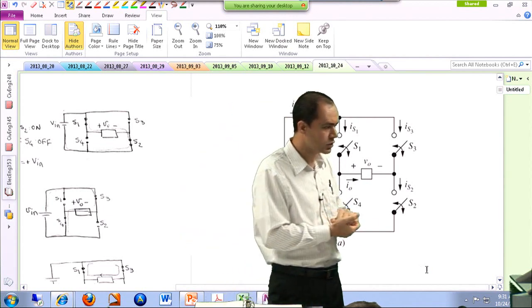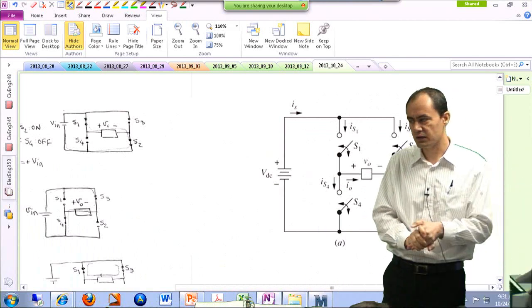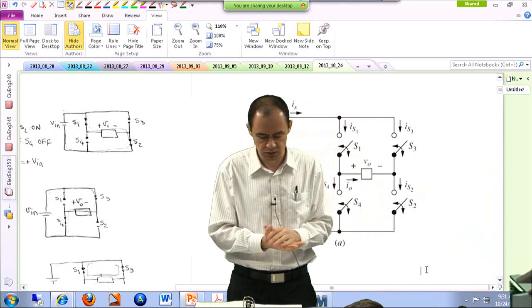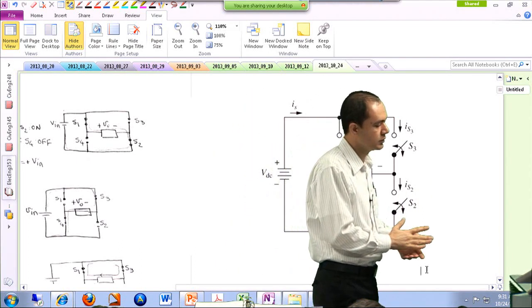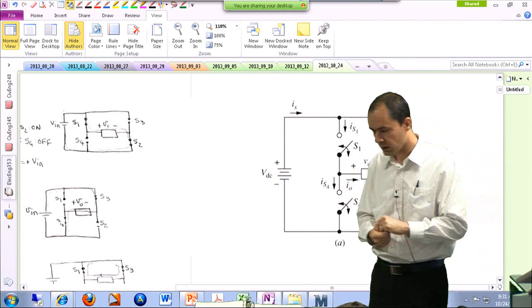The quiz for next week on Tuesday will be covering this chapter that we just finished, the isolated DC to DC converters, topologies such as the flyback, the forward, the push-pull, the full bridge, the half bridge, those kind of things.